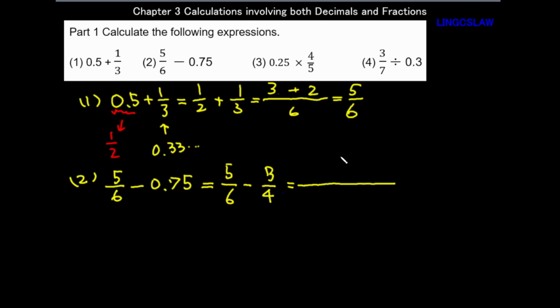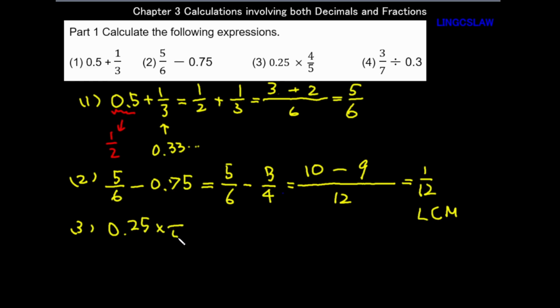So let's change the denominator to 12. 12 will be the least common multiple, LCM. The answer is 1/12.